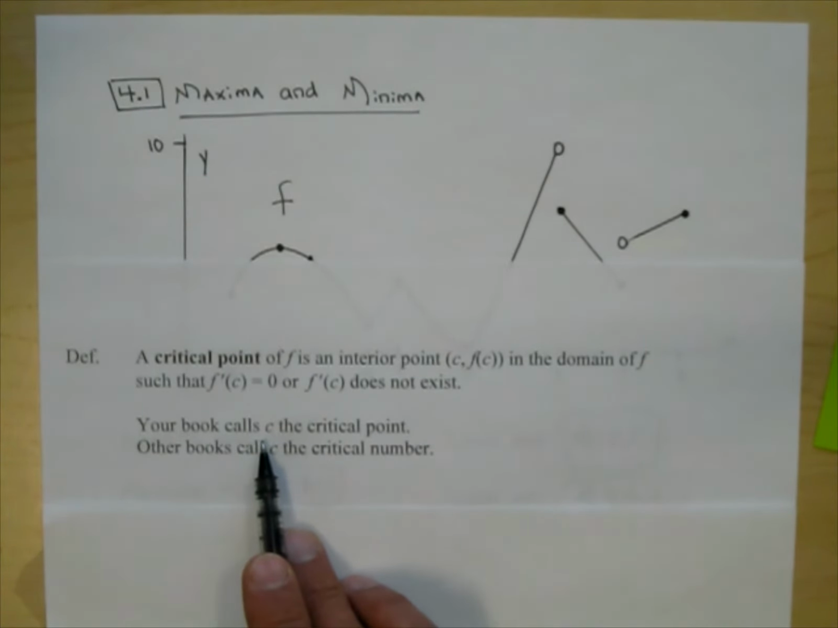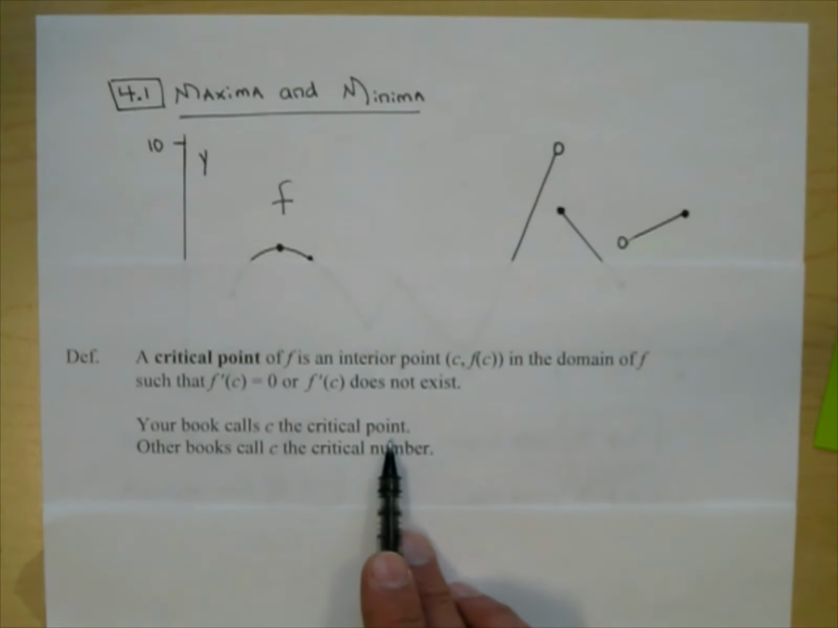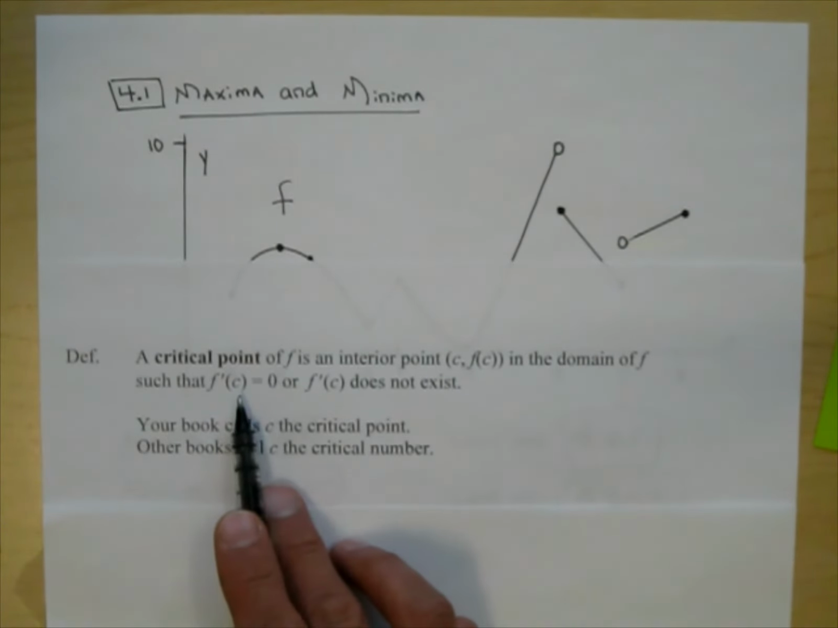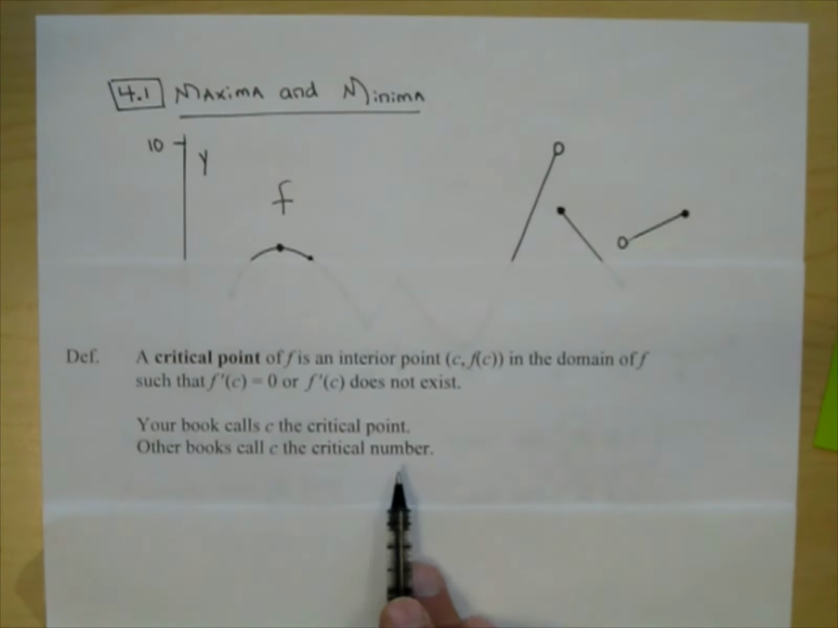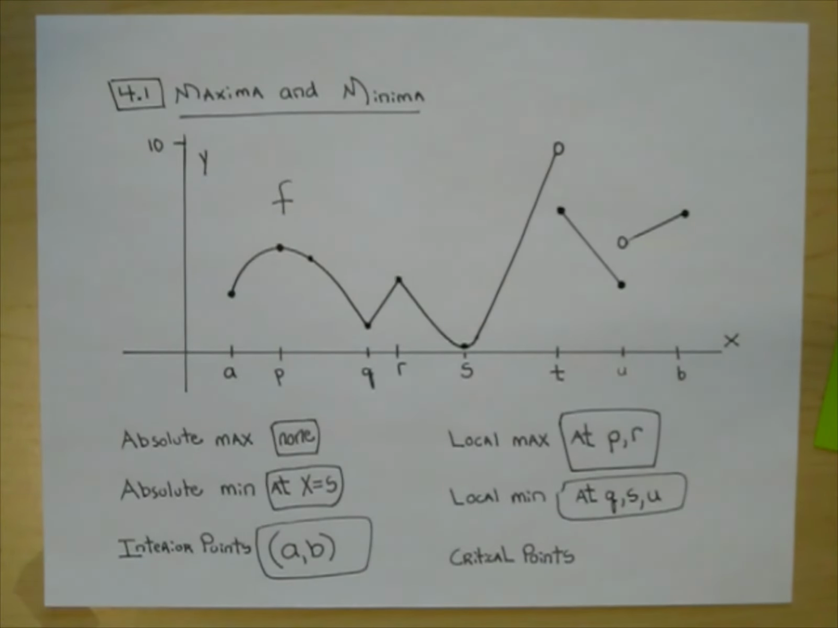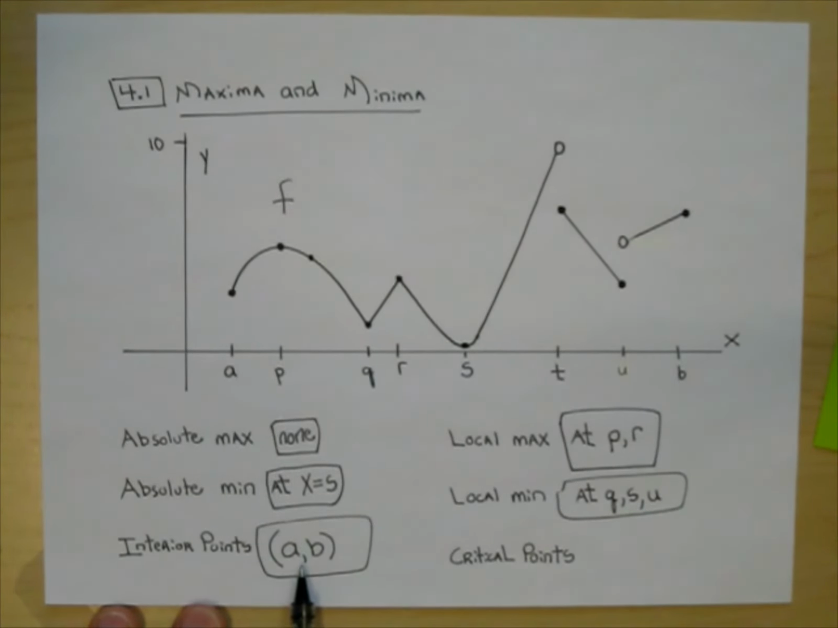Your book calls c the critical point, and it's just the x value. Other books will call c the critical number. So know that some books call those things different things. Let's take a look at critical points here. Critical points are interior points, so there are points within AB such that the derivative is 0 or the derivative does not exist.